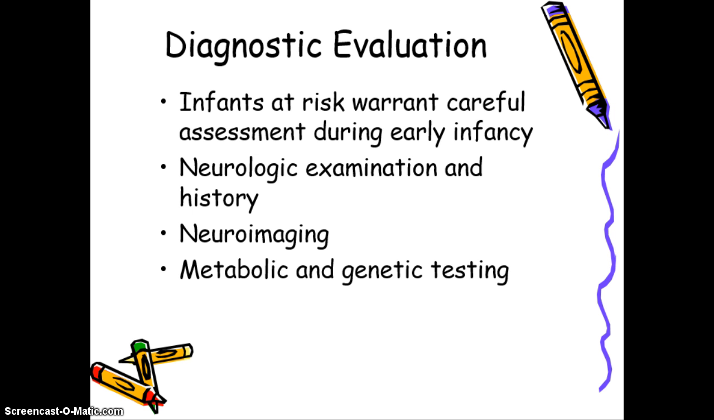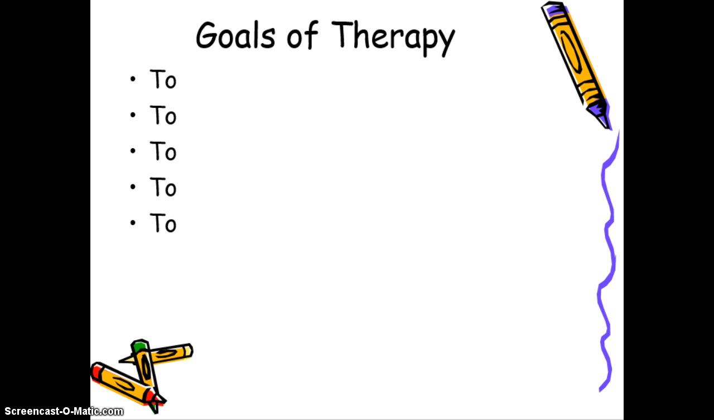So when you're looking for diagnosis, really early intervention by that assessment. So being in tune to where these children need to be as far as age development, physical abilities, those types of things. Neurologic examination with a detailed history. We can also look at neuroimaging, so your MRIs are going to be important, and then metabolic and genetic testing will also be part of that evaluation.